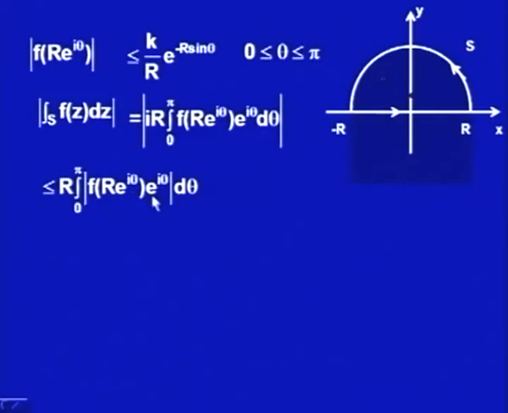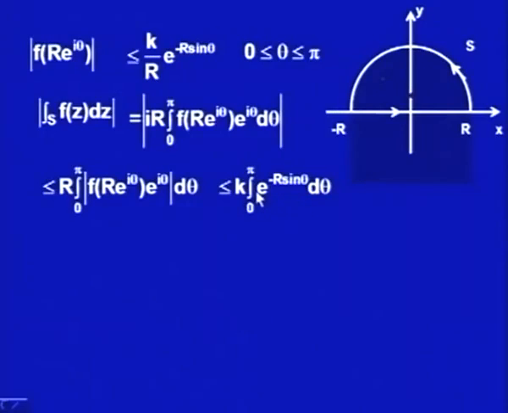Again, we could treat this as two functions. The absolute value of e to the power i theta I will treat as 1, and for the absolute value of f of r e to the power i theta, we have just found that it is bounded by k upon r e to the power minus r sin theta. So, what we get is that this would be less than or equal to k upon r e to the power minus r sin theta. Since k and r are constants, I could take them out of the integral sign. So, r into k by r I would get as k, and then the integral from 0 to pi of e to the power minus r sin theta d theta.